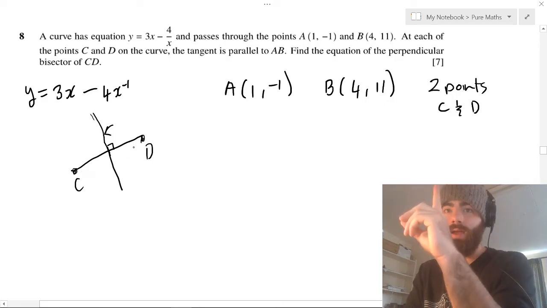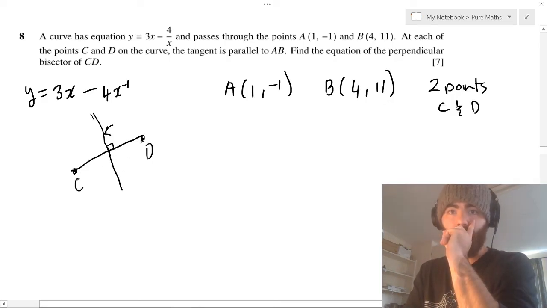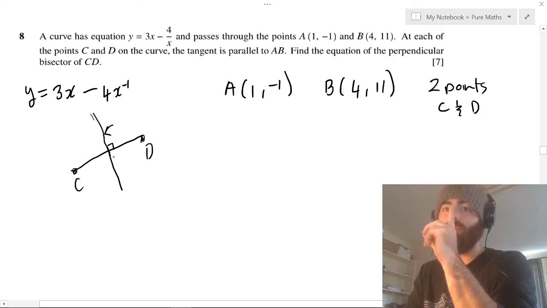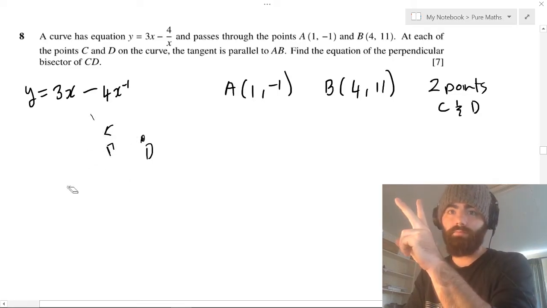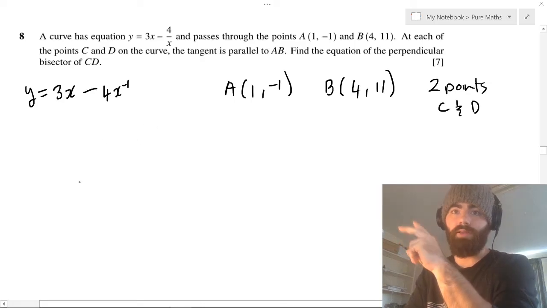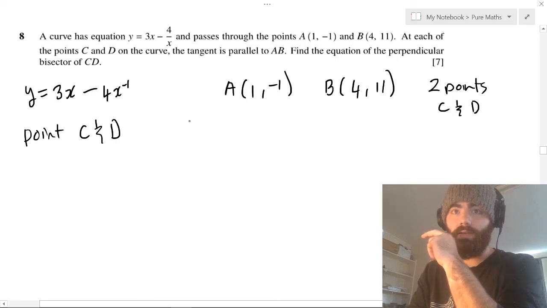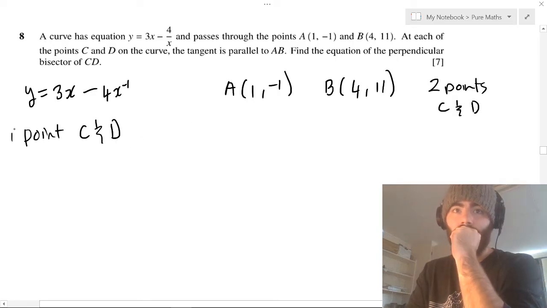So in order to find that, we need to find the gradient of CD, because that will then give us the gradient of this line, the perpendicular bisector of CD. And we also need to find the midpoint of CD. And to do that, we need to find the points C and D. So we need 2 things. To find this perpendicular bisector, we need to find the points C and D. That's one thing we need to find.